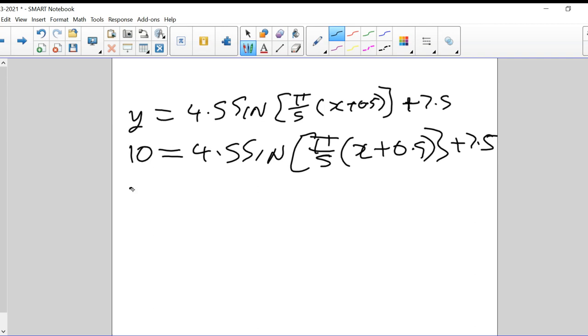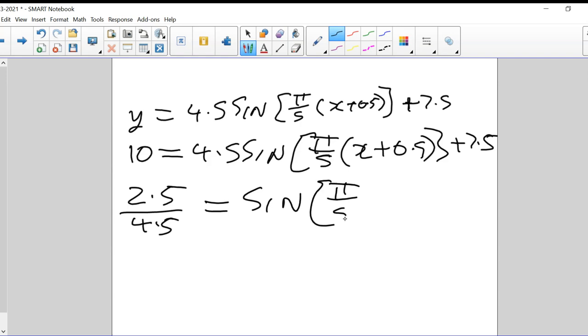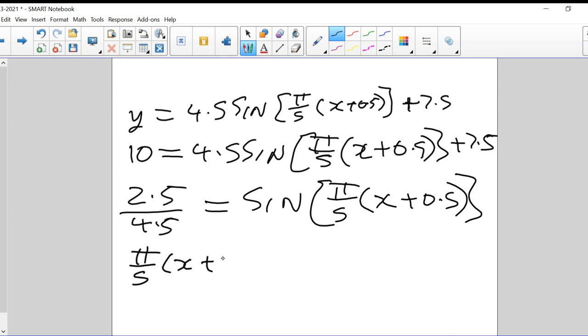That would give me 2.5 again over 4.5. So that's equal to the sine of x plus 0.5. Right? And then we're going to take sine to the minus 1 again. So this thing, the pi over 5, x plus 0.5, is equal to sine to the minus 1 of 2.5 over 4.5.